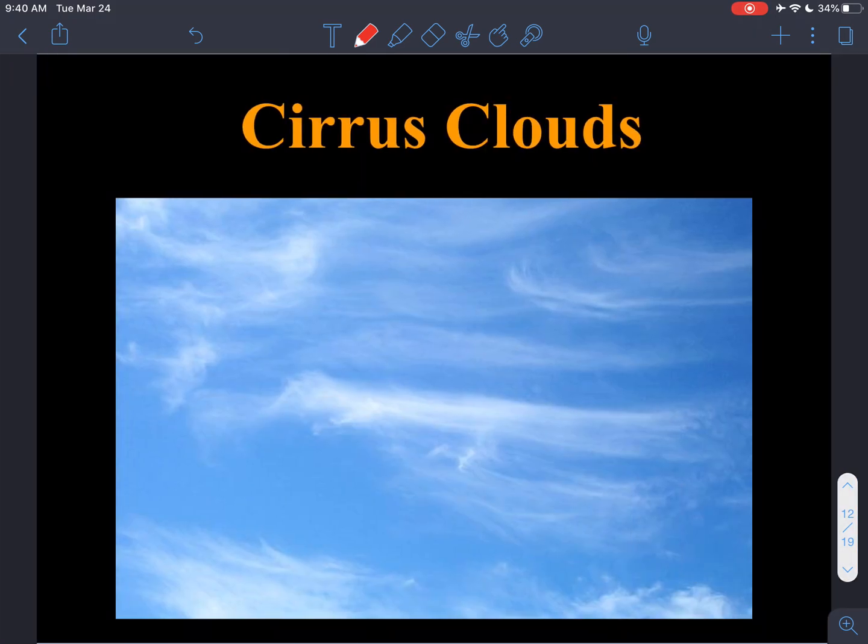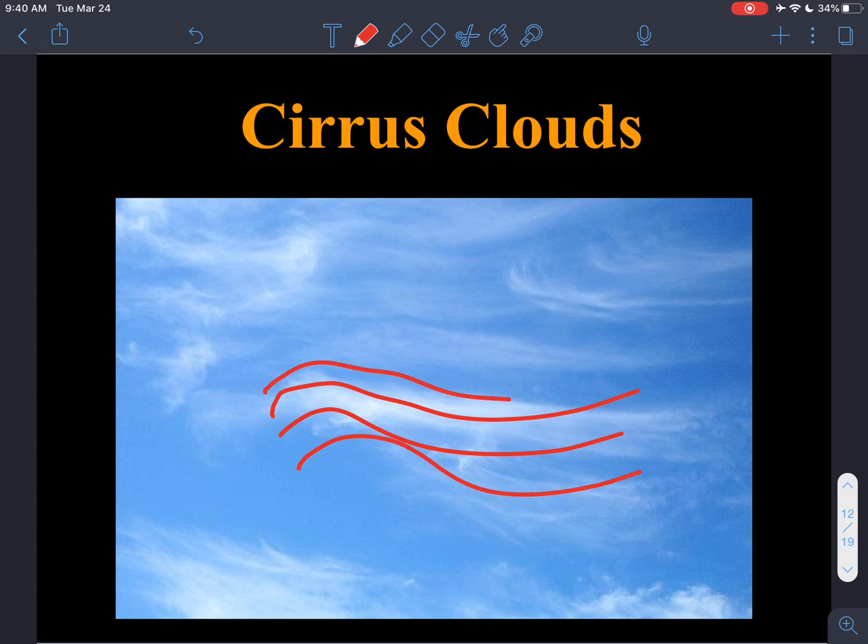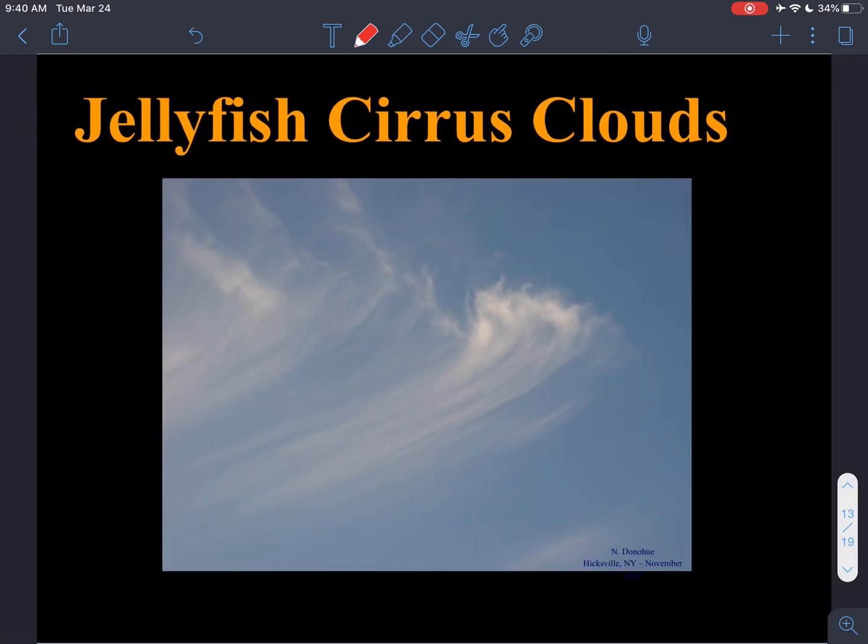Here's a picture of the cirrus clouds. You can see they're kind of wispy, usually very high elevation. Because they're so high up in the troposphere, it's very cold. Often they're made out of ice crystals. Sometimes they can take some pretty neat shapes, so this would be called a jellyfish cirrus cloud. You can kind of see it's got like a jellyfish head, and then the little tentacles coming off.